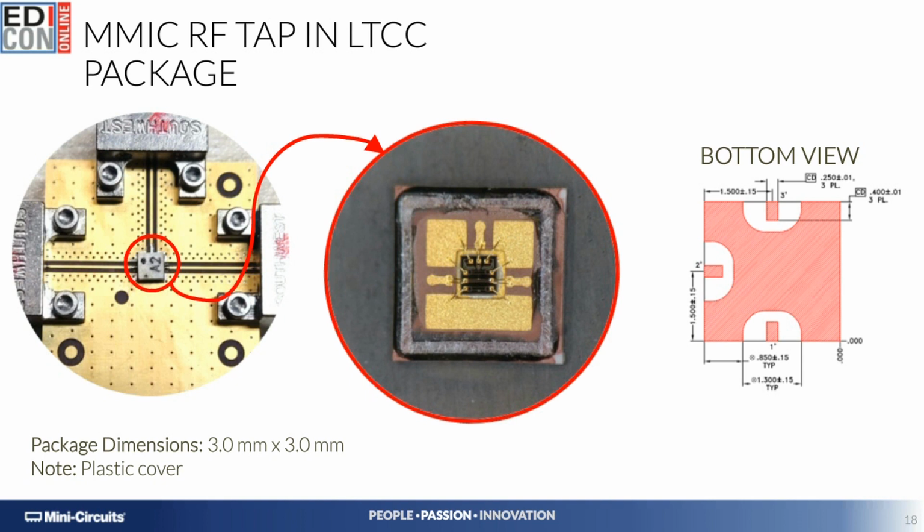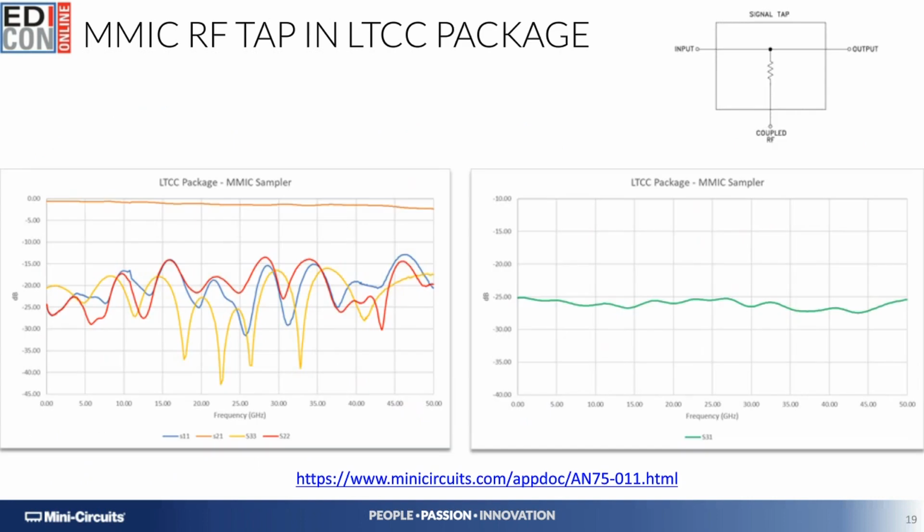So here we have the performance of our sampler. Very flat response on the coupling ratio around 25 dB, all the way up to 50 gigahertz. We should have measured this device to higher frequencies. It looks like there's good potential to have performance at higher frequencies as well.